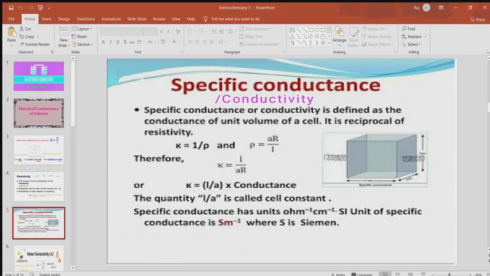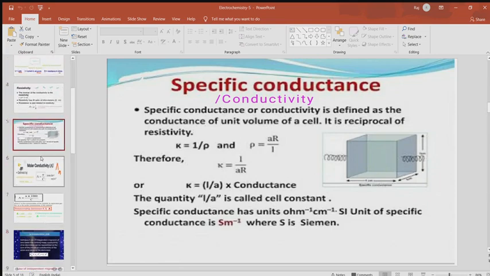Conductivity is denoted by K, and it is also known as specific conductance. What is the definition of specific conductivity? Specific conductance or conductivity is the conductance of a unit volume of cell.